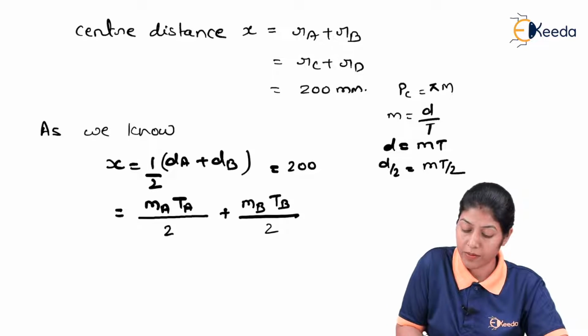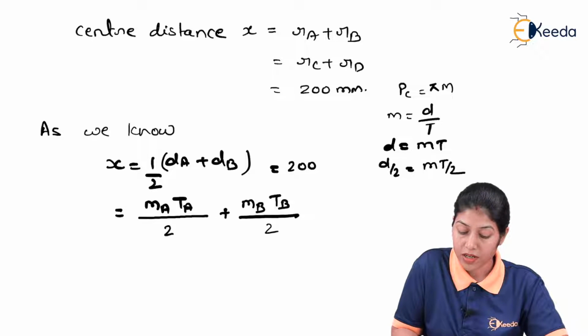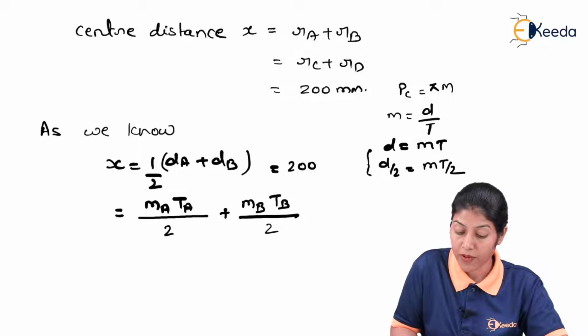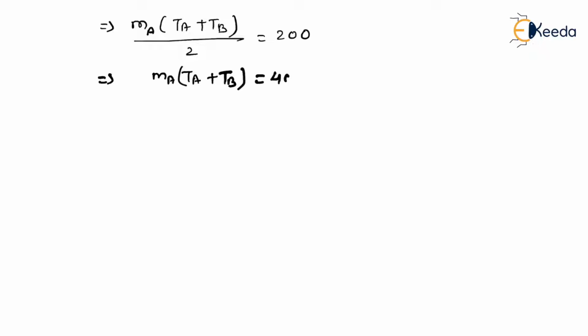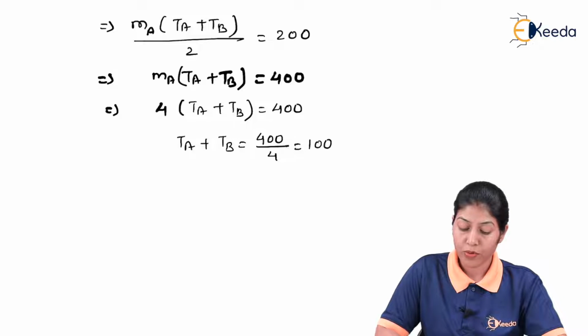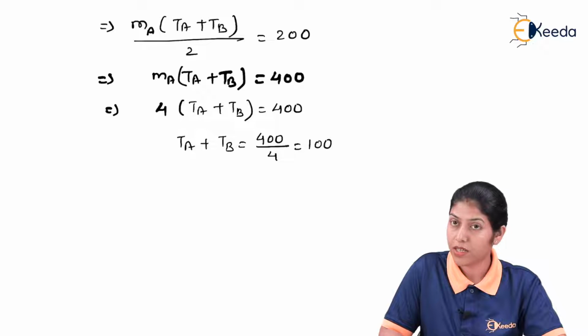So I'm writing this same term here in terms of the diameter of gear A and gear B. It will be MA TA by 2 plus MB TB by 2 as per this concept. Here we have the value of MA and MB, and the value of MA and MB is the same. So we will put these values here. We will first simplify this term. So it will be MA (TA plus TB) by 2, that is equal to 200. So MA (TA plus TB) equals 400.